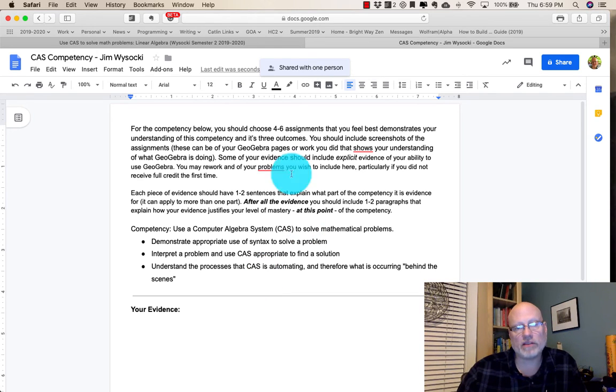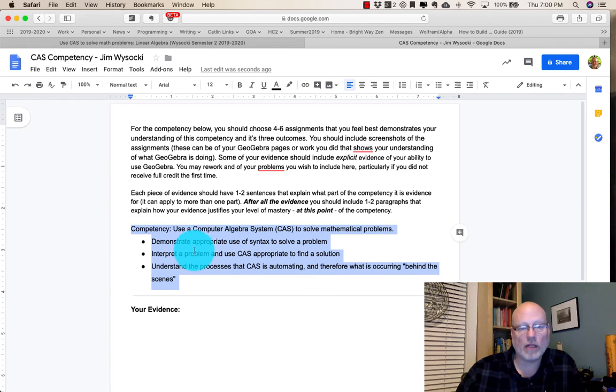When I comment on stuff, I will actually use the commenting feature in Google Docs. So this just describes some of what you're going to be doing up here. This tells you what I'm looking for, and then this is the actual competency itself, including some specific outcomes that you should be looking for.